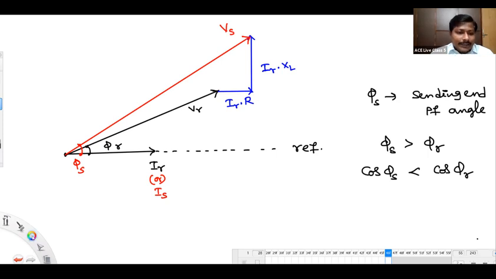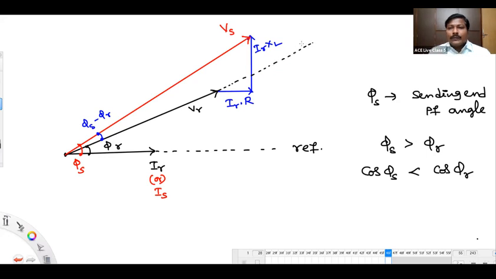Next. Let's continue like this. What is this angular difference you can observe? It will be phi s minus phi r. Okay. Next, just have a look here. IR into XL we have mentioned. Next, let's look here. I'm extending this VR phasor a little above like this.